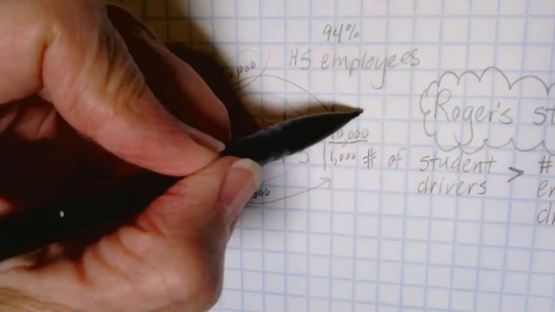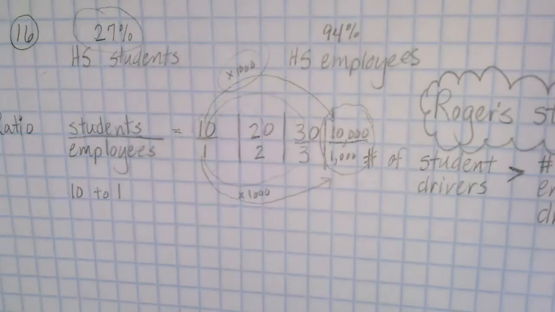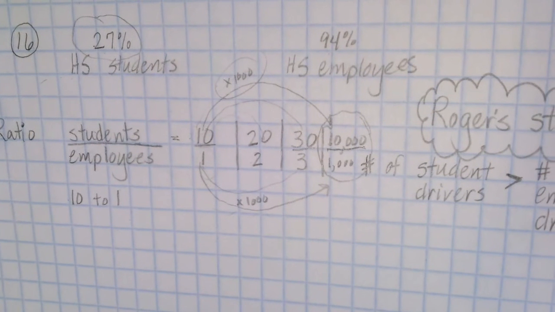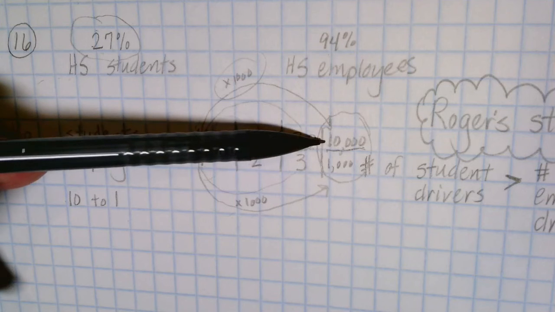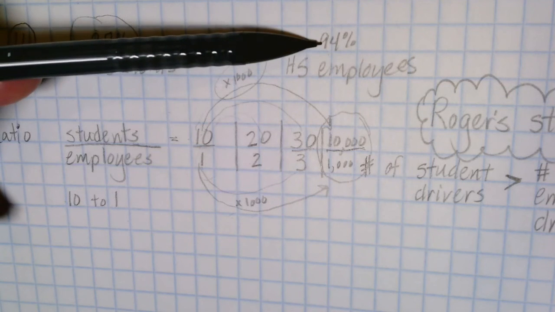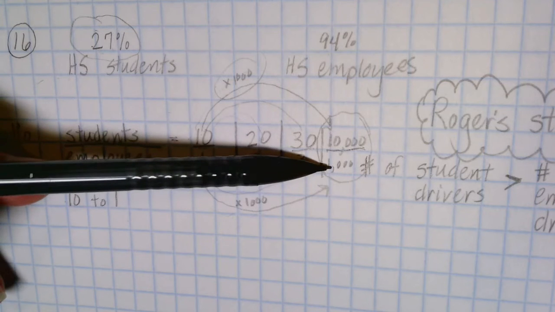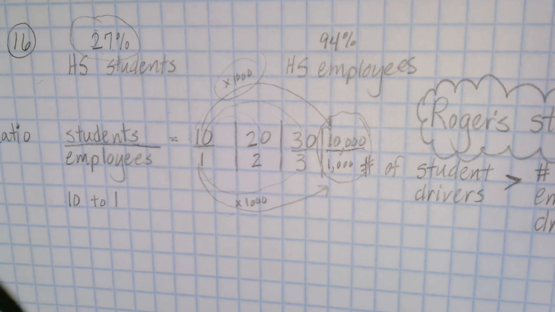So what I'm going to do is look at these numbers now, and find out what 27% of 10,000 is, as well as what 94% of 1,000 is. And then I'll be able to compare those numbers to see if Roger's statement is correct.